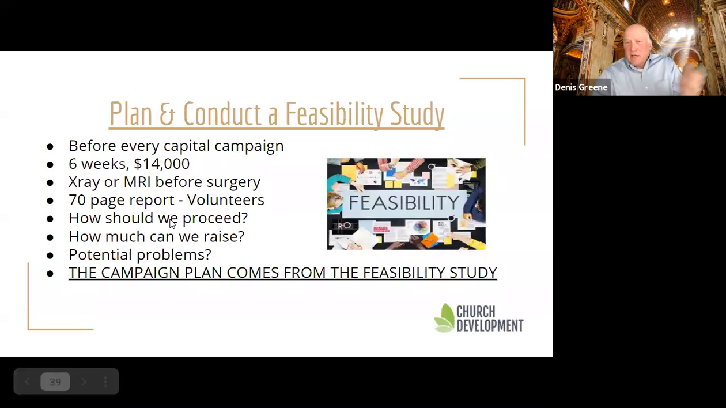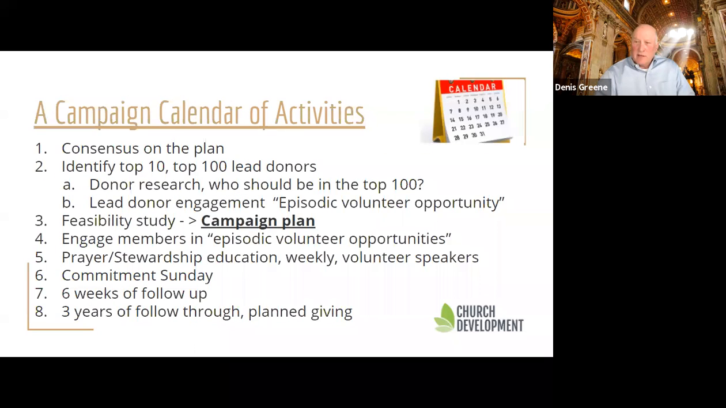So when you plan and conduct a feasibility study, that's after you've involved Jennifer, Charity, and Randy in those initial dialogues, and we've got a first draft together, then you begin this feasibility study. It takes about 6 weeks. It usually costs about $14,000. And it's a 70-page report. You can read it, and when you're done, the insights that you get are the same insights that I get, and you'll see exactly what we have to do. The campaign comes from that feasibility study.